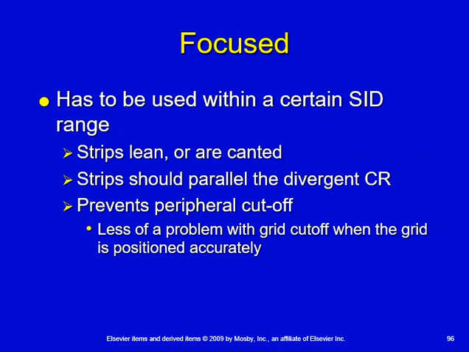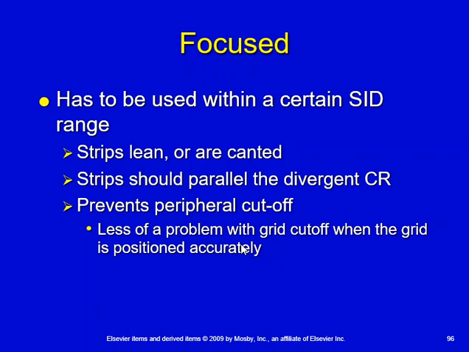The grid strips have to parallel the divergent central ray, which means that if the divergence is too great or too minimal, meaning that your SID is too low or too long, then the strips won't parallel the divergent central ray and you'll have grid cutoff in the periphery. So it's less of a problem within that set distance than what you have with a parallel grid. You have less of a problem with grid cutoff if you're positioned properly, if you're using a set SID.